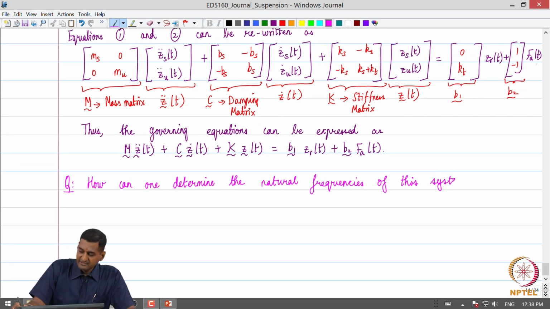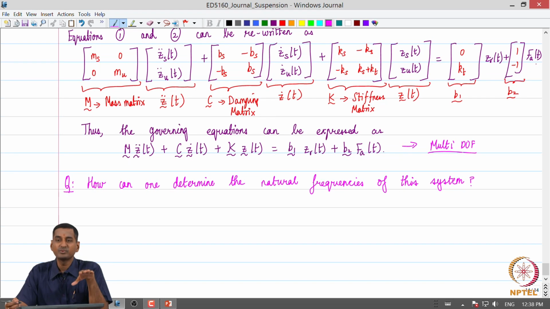If we consider this in general, this is a multi degree of freedom system. In this case it is a 2 degree of freedom system, but this will be the general structure for the governing equation of a linear multi degree of freedom system model. We can see that it is a linear ODE, but it is a vector matrix ODE. Now, if we want to find the natural frequencies of this system, we have to figure out a generic way to do it.